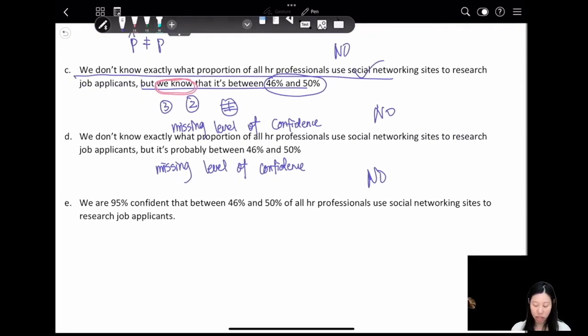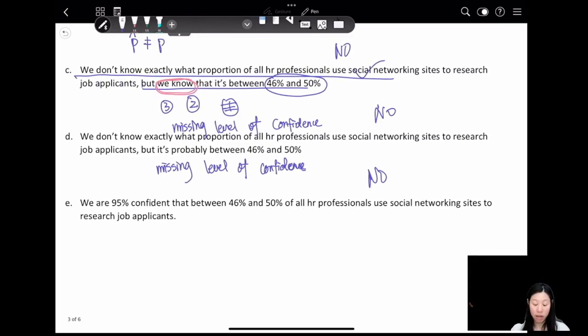Okay, now let's look at E. So we are 95% confident that, okay, we have the confidence interval, check, between 46 to 50%, which is the range of values. We check that part as well. And then what? Of all the HR professionals, it tells you what? The population proportion, which is check. So that means we can use this type of concluding sentence to make a conclusion.